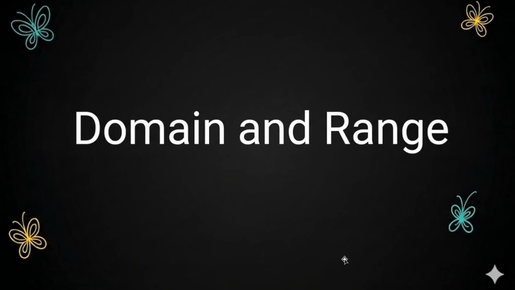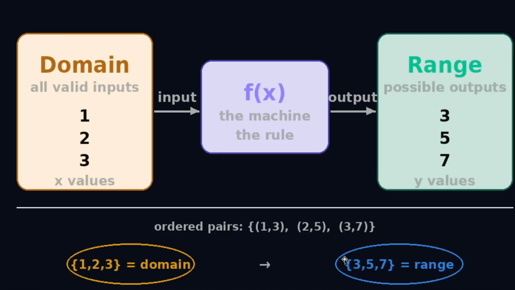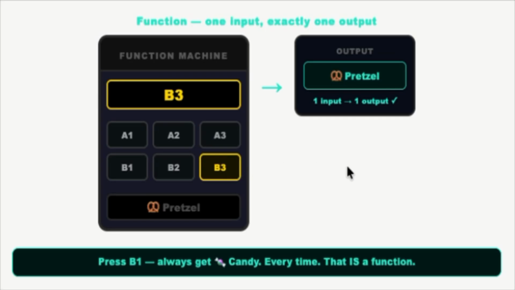Now that we know what a function is, let's name the parts of a function. So the domain is every possible input, every value that you're allowed to put in. So going back to the vending machine, the domain is every button that actually works. So B1, B2, B3, A1, A2, A3. Because these are valid inputs, right?